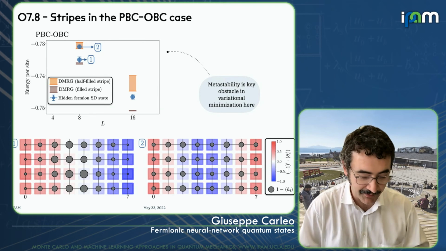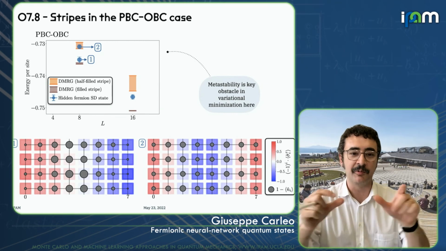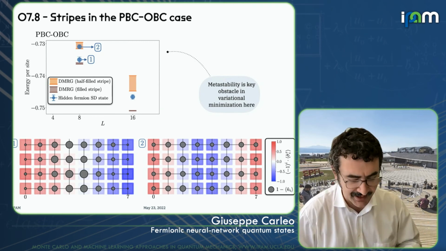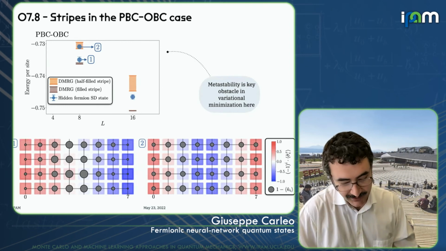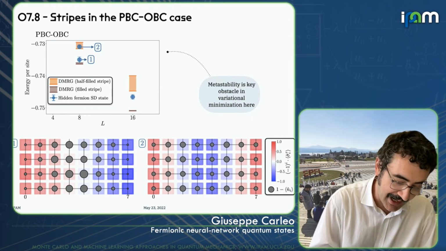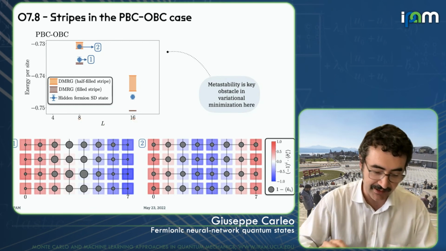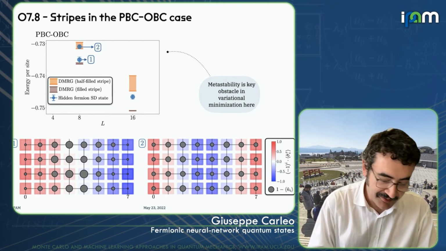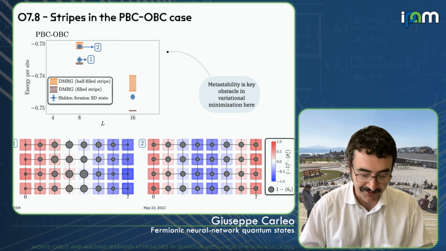But the equivalent of that point for us at this point in time are stripes in the PBC-OBC case, where we take open boundaries in one direction and periodic in the other direction. In this case, it turns out that we are competitive, but not the state of the art on this model. So, for example, if you see the energies that we have here for these stripes in the case of 4x8 or 4x16, we can compare to the DMRG, and you can see that essentially this is something that also affects the DMRG in a sense, but also us.